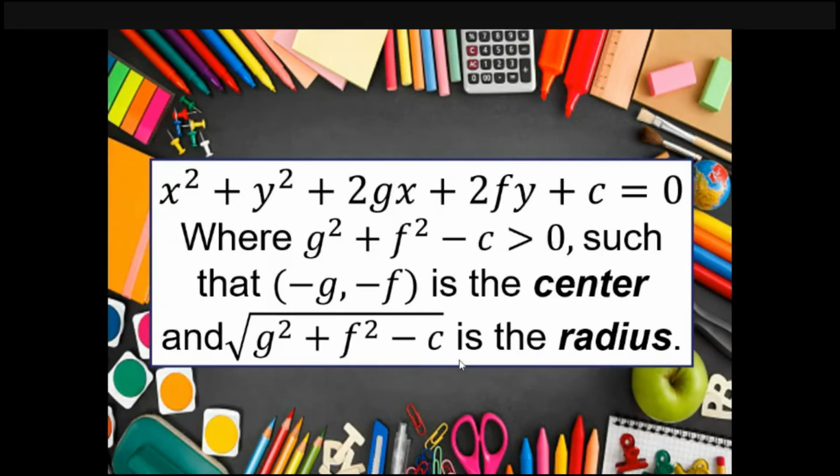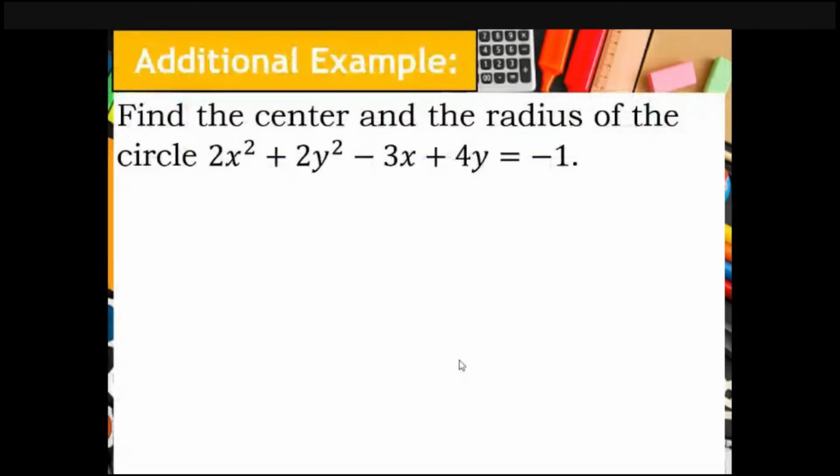So basically, the general form is simply the expanded form of the standard form of the equation of the circle and equated to 0. So you can get it if you have the standard form, just expand it and equate it to 0, and that's already your general form. Let's try an example. So given this problem, we are to find the center and the radius of the circle.